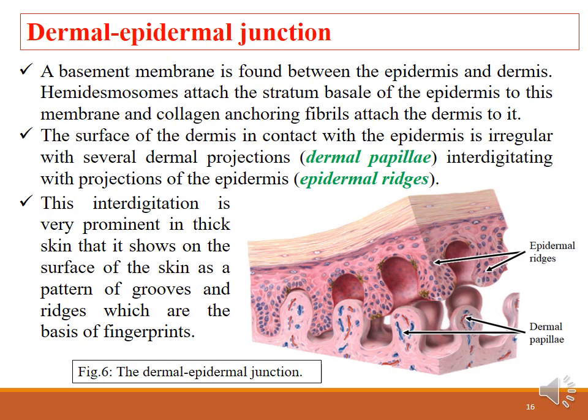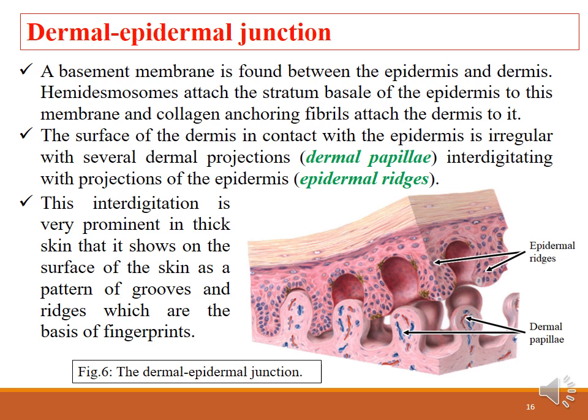Now let's talk about the dermal-epidermal junction. The place where the epidermis comes in contact with the dermis is called the dermal-epidermal junction. A basement membrane is found between the epidermis and the dermis, and the epidermis is attached to this basement membrane by hemidesmosomes. The dermis, on the other hand, is attached to this basement membrane by collagen anchoring fibrils. So each part is attached to the basement membrane, and this makes the junction stronger.